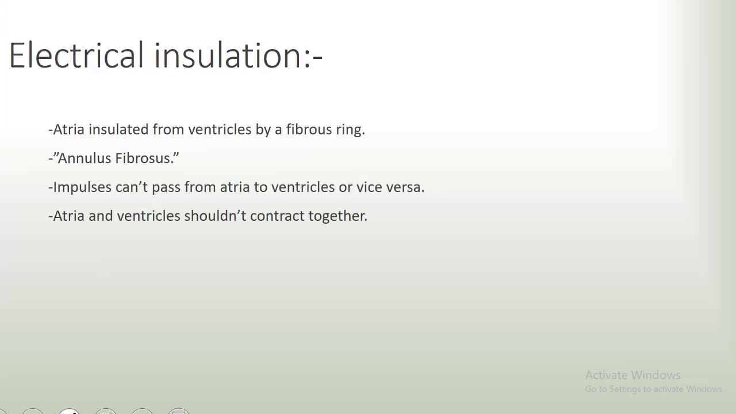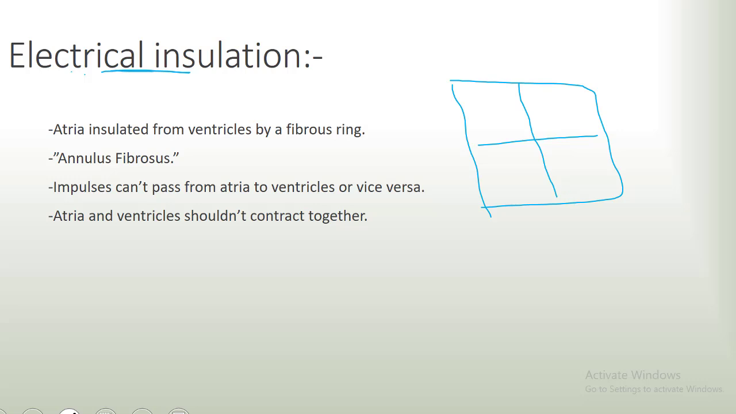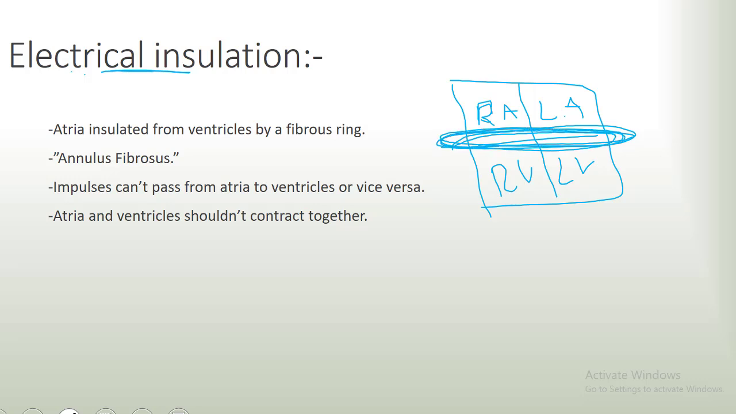Another important concept that you have to be familiar with is that there is an electrical insulation going on between the atria and the ventricles. If we draw the atria and the ventricles like this, this is the right atrium, this is the left atrium, this is the right ventricle, and this is the left ventricle. Between the atria and the ventricles is a structure called the annulus fibrosus. This is basically just a fibrous ring. It's going to insulate the atria from the ventricles. They're electrically insulated from one another, so that electrical impulses cannot pass from the atria to the ventricles, or vice versa, from the ventricles to the atria.